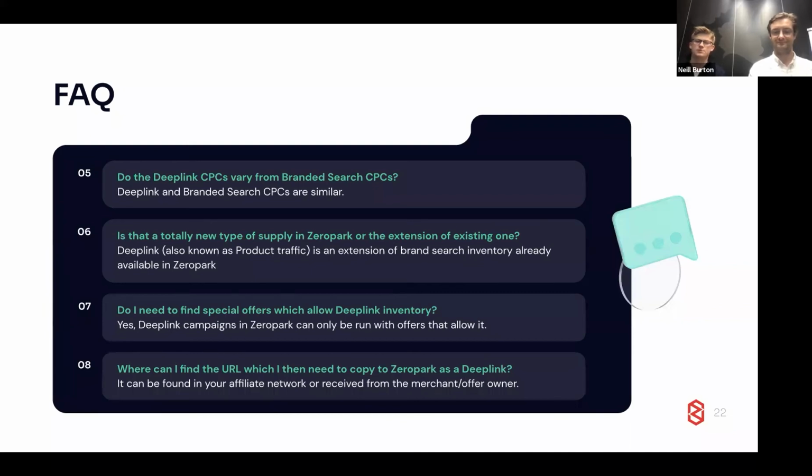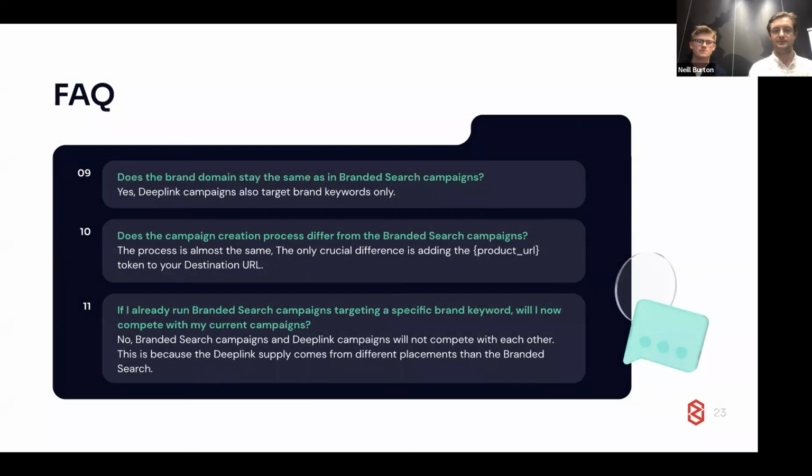So where can I find the URL which I need to copy to Zeropark as a Deeplink? Well, as we showed in the presentation, you either get that from the page on the website, or you create a link in your tracker or your personal tracking solution and send that to us. Either one works well.